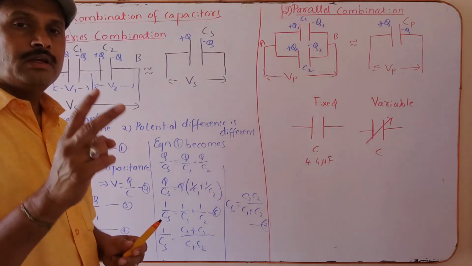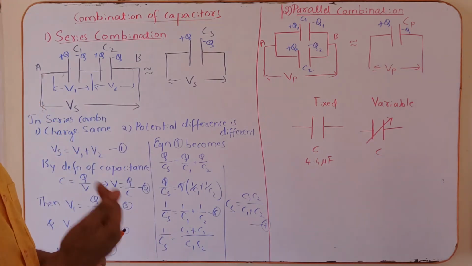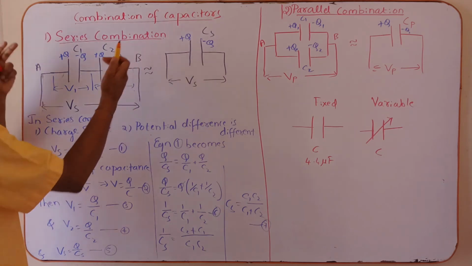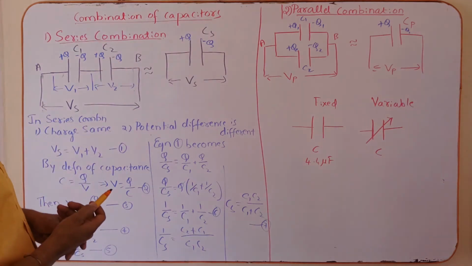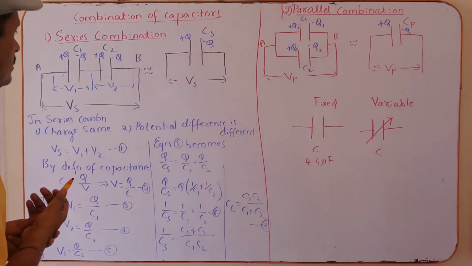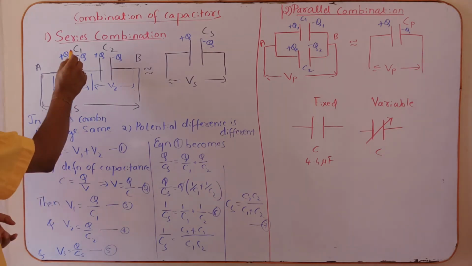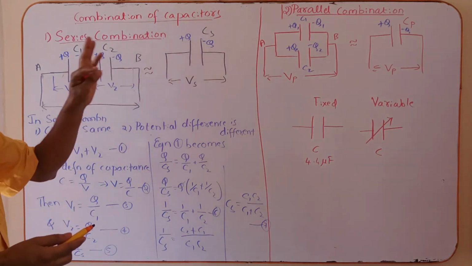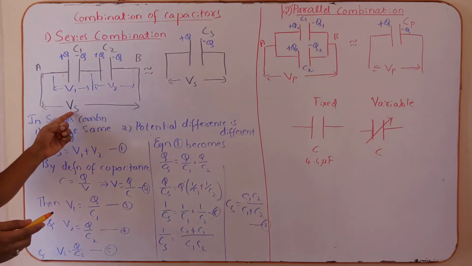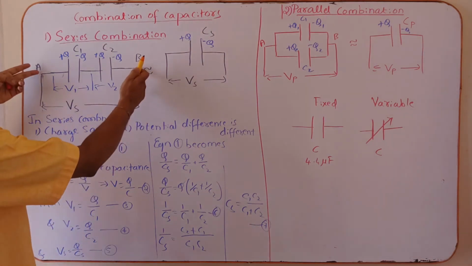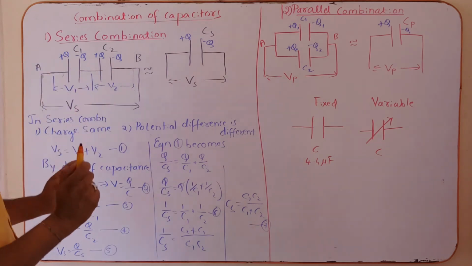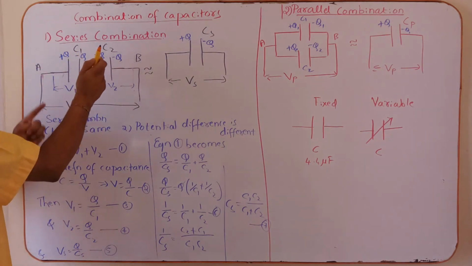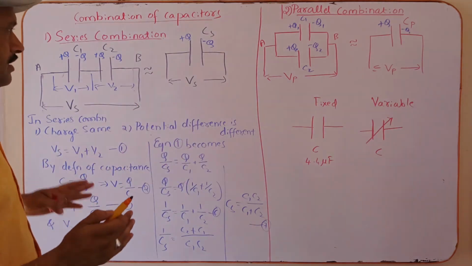Once again I repeat, 2 or more capacitors, here you take 2 capacitors, are connected end to end by applying the potential difference. This is called series combination of capacitors. Now C1 and C2 are the capacitances of the 2 capacitors. They are connected in series. VS is the potential difference applied across the series combination. Then charge Q is the charge on either plate of the capacitor.